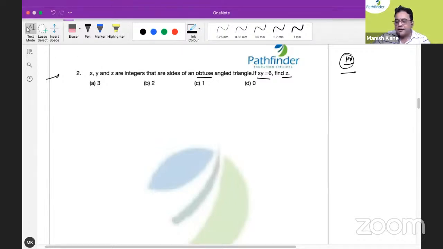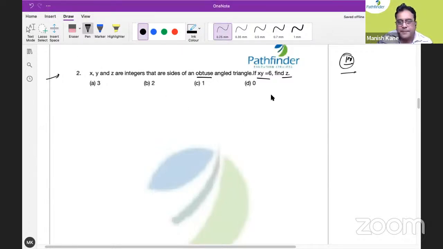देखो यहाँ पे दो चीजें लग रही हैं. पहली चीज क्या है? That x, y, z are integer sides. Okay, this is the first information that you have to look at. Which means if x into y is equal to 6, the only possible values that x and y can take are 1,6 और 2,3. ये दो ही वैल्यूज हो सकती हैं, तीसरी कोई वैल्यू नहीं हो सकती. And we are not asked all the possible triangles, we are only asked obtuse angled triangle, no other triangle.